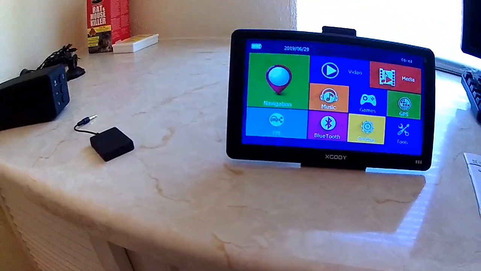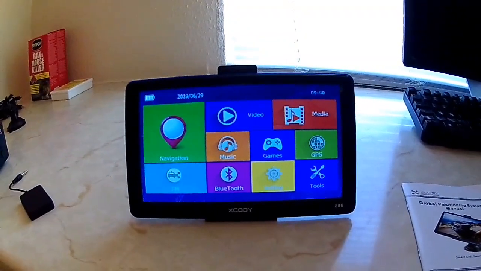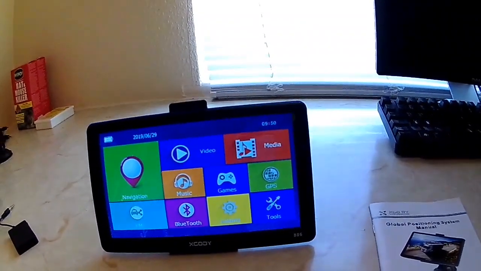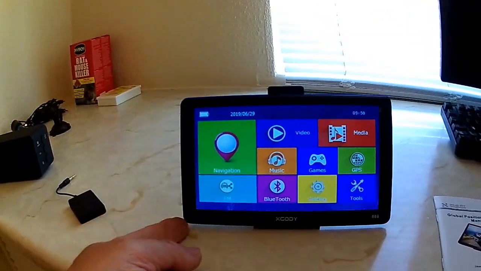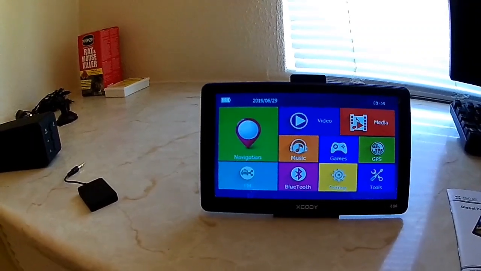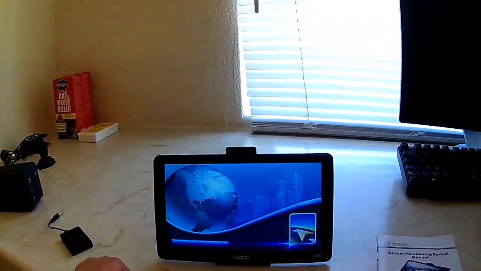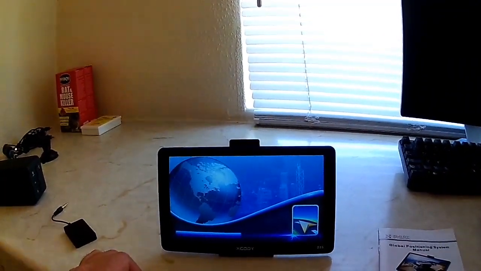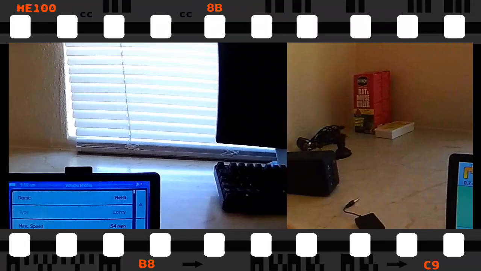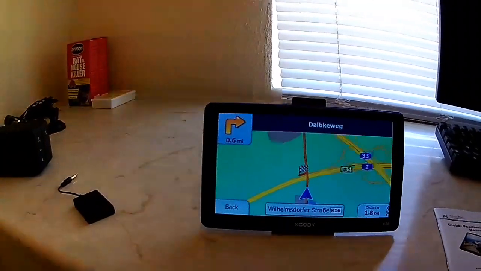Now then, there's lots of extra functions on this unit. You can play music, games, and you can do a slideshow of your photos. You can put them on your memory card so you can look at your photos and stuff like that. But the main purpose I got it really was for the navigation. I'm just going to the navigation. Let's see if it will come up. It takes a while. Okay. It's just doing a demonstration at the moment.